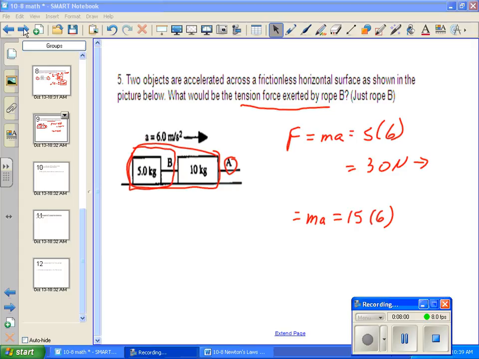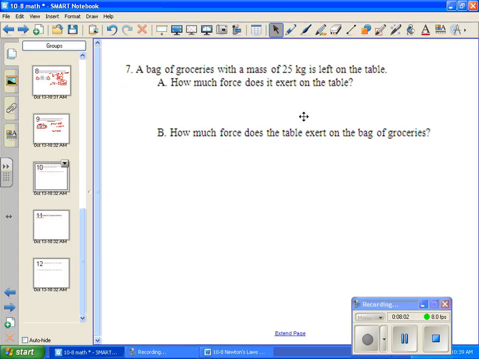Okay, our next problem we're going to work is if you put a bag of groceries on a table, what force does the bag of groceries exert on the table? I'll draw a picture down here. What happens is you've got the bag of groceries, it's sitting on a table. Okay, so it's not moving, so no force is being applied, right? Wrong. The bag of groceries is being pulled down through the table by gravity.